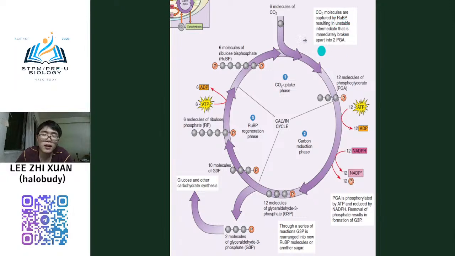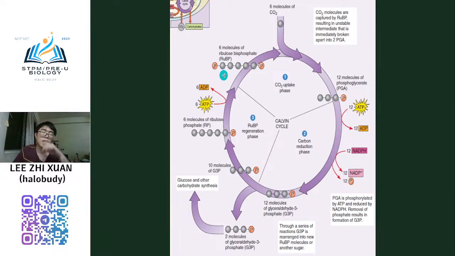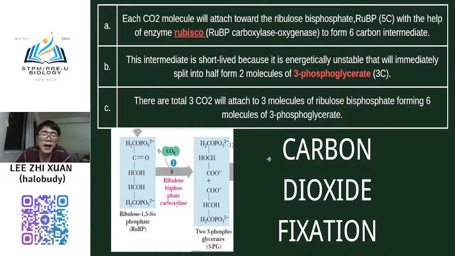But here, it looks like 1 cycle only lah, because it directly uses the 6 molecules of carbon dioxide. Just that they are double lah. You notice here, double 12, and then after that 12 molecules, 2 molecules will be used to synthesize glucose, and the other 10 molecules will be regenerated to form RuBP. So this is the overall process of the Calvin cycle.